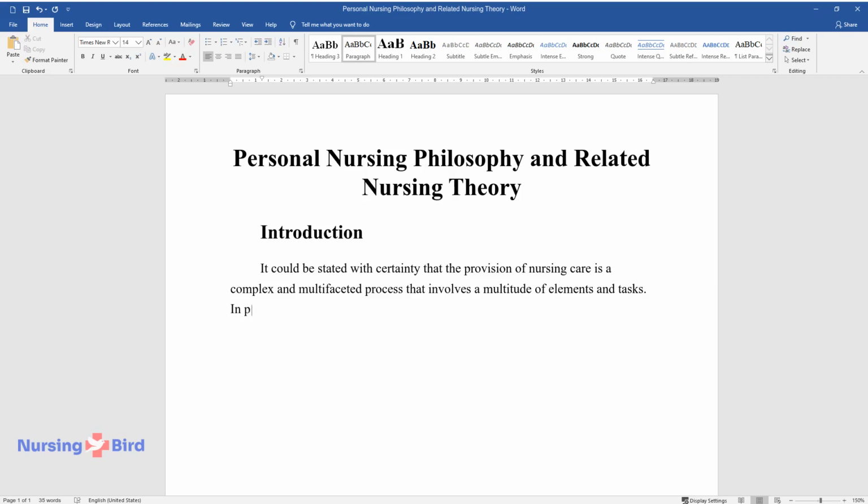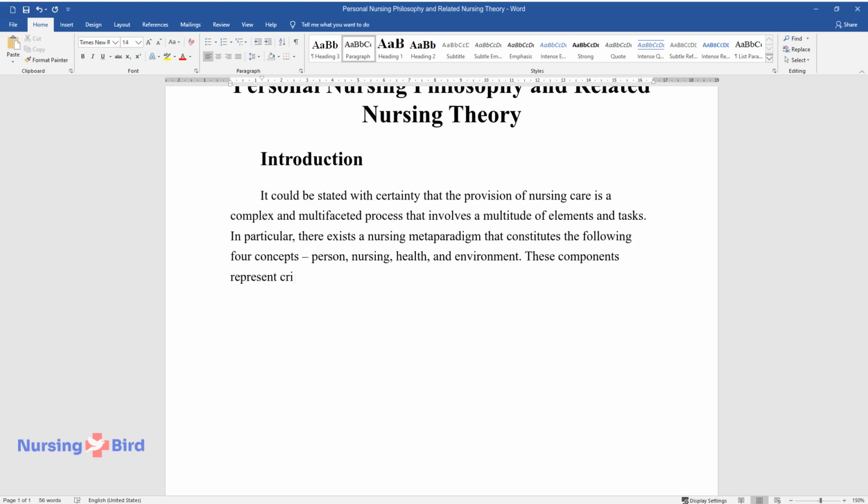In particular, there exists a nursing metaparadigm that constitutes the following four concepts: person, nursing, health, and environment. These components represent critical dimensions in the nursing philosophy of advanced practice nurses, APN.